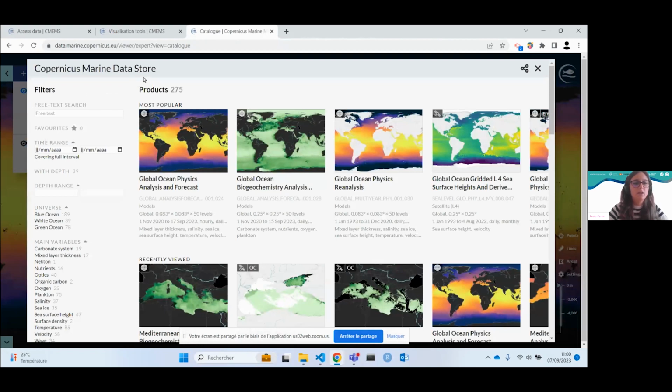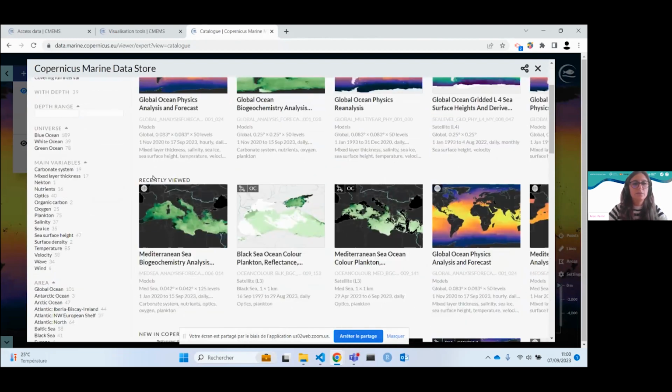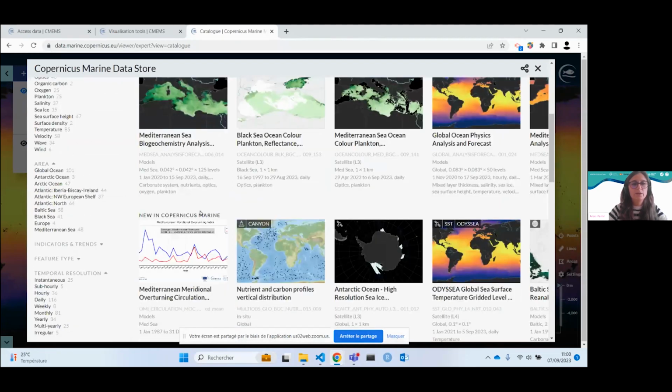you arrive on our Copernicus Marine data store, where nearly 300 products are present. We therefore have all our products classified according to different categories. The most popular, the products recently opened on MyOcean, new in Copernicus Marine, and so on.